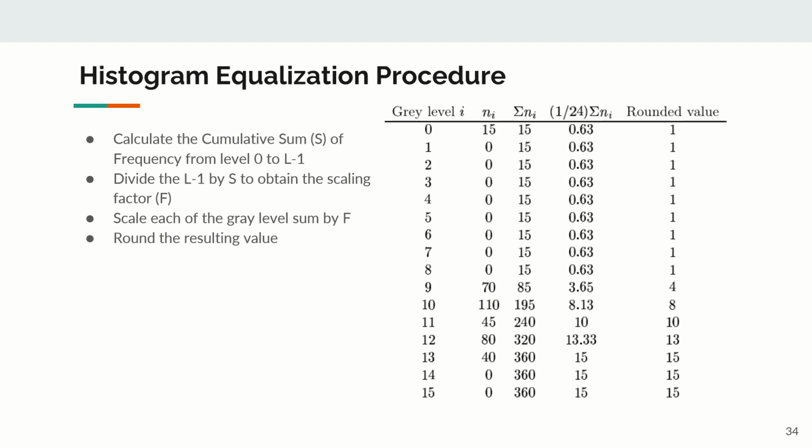We multiply the cumulative frequency with the factor and round the resulting values. The fourth column shown in the figure here shows the result after multiplication, and the fifth column shows the rounded value.